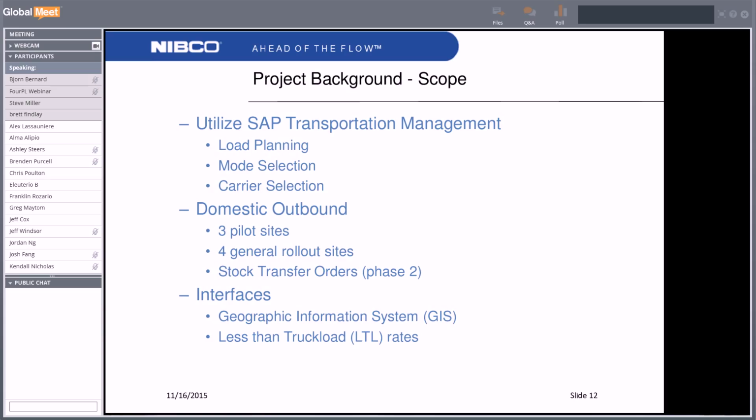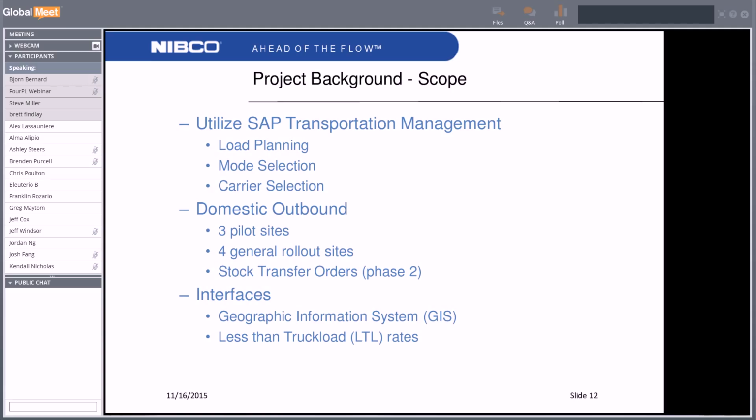We also wanted to implement transportation management with the intent of having the system do mode selection, where it might be able to shift freight from premium modes of transport to less costly ones, such as moving parcel shipments over to LTL. Finally, the system would deliver its most value in the carrier selection area, where we would want it to select the lowest cost carrier that would meet the service requirements.